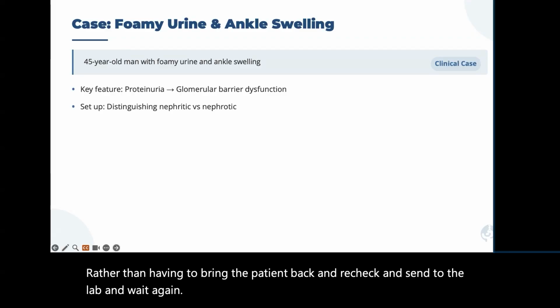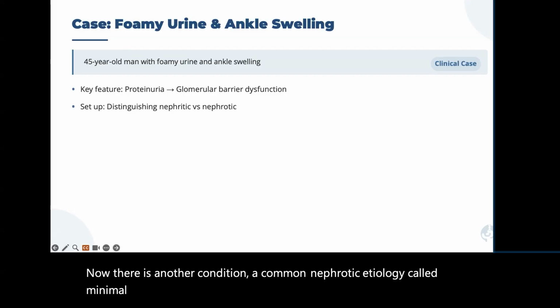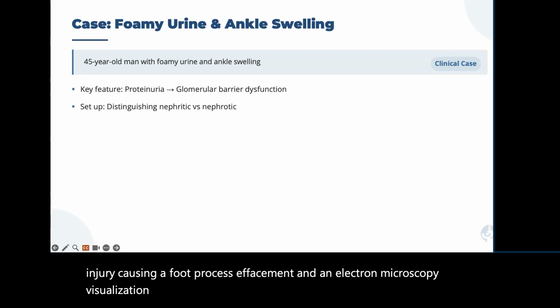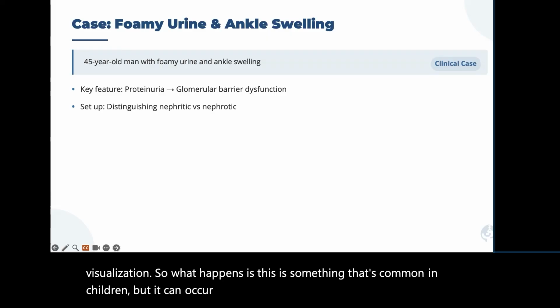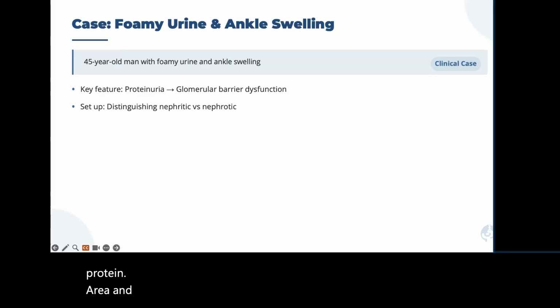Now, there is another condition, a common nephrotic etiology called minimal change disease. This is usually an immune-mediated podocyte injury causing foot process effacement seen on electron microscopy. This is common in children, but it can occur in adults. Sometimes it's triggered by too much NSAID use or, God forbid, lymphoma. This presents with sudden heavy proteinuria and normal renal function.